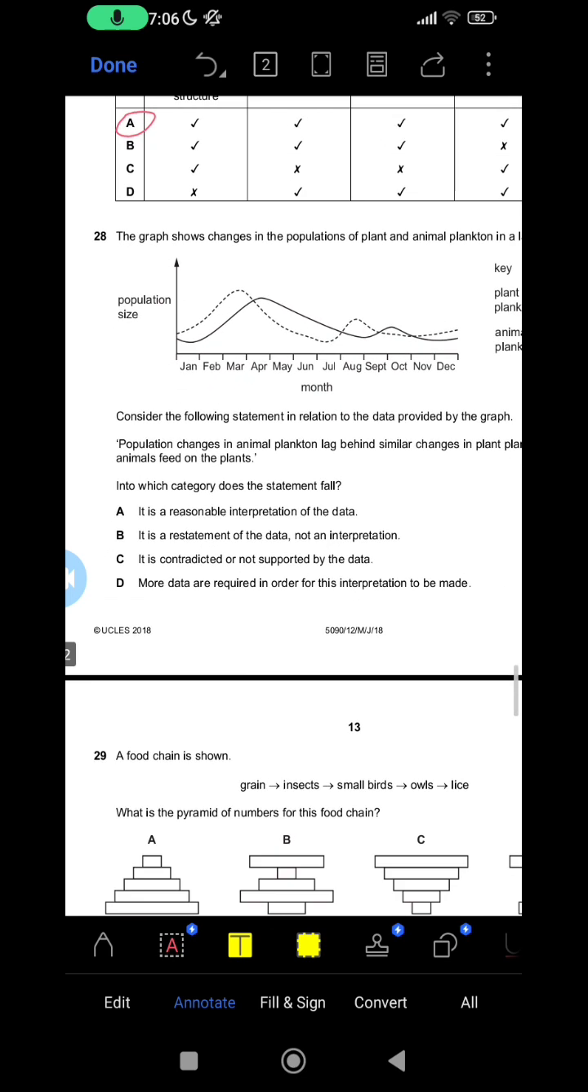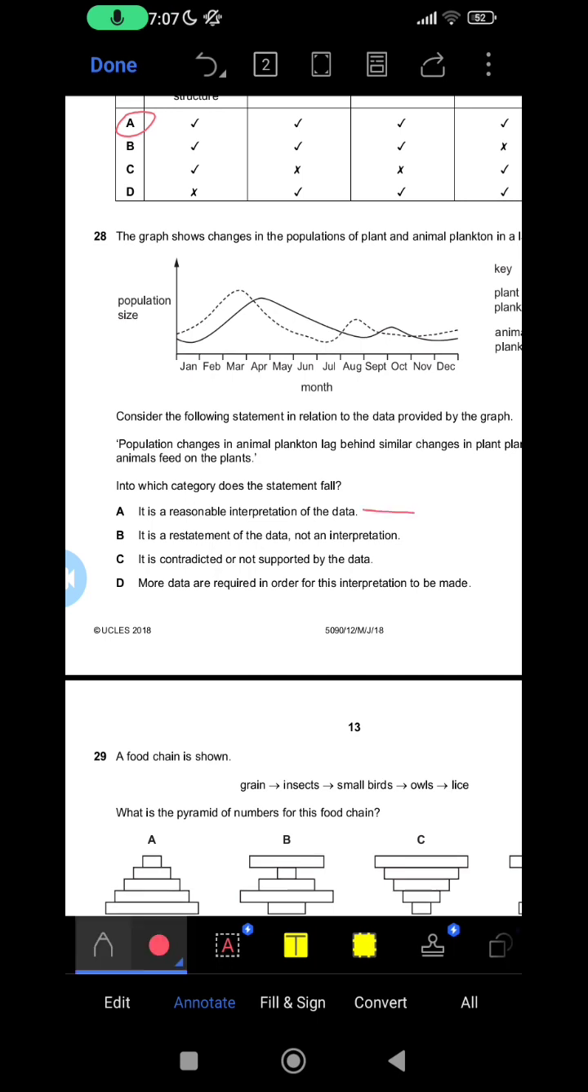Now let's look at the options. Into which category does the statement fall? A. It is a reasonable interpretation of the data. Yes, it may be. B. It is a restatement of the data, not interpretation. No, it is not a restatement, as the data does not state that animals are feeding on plant plankton. C. It is contradicted or not supported by data. No, it is supported by the data, as we can clearly see the populations are related to each other. D. More data are required in order for interpretation to be made. No, this is also incorrect as we can already take our results from this graph. It is enough information. So A is the answer.